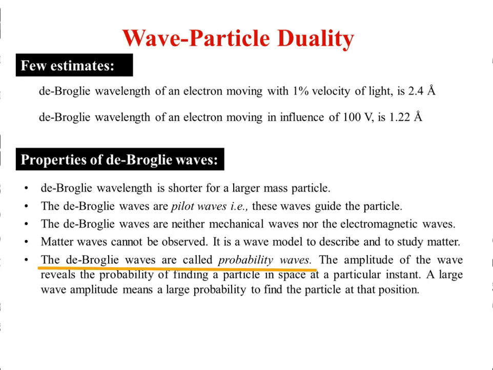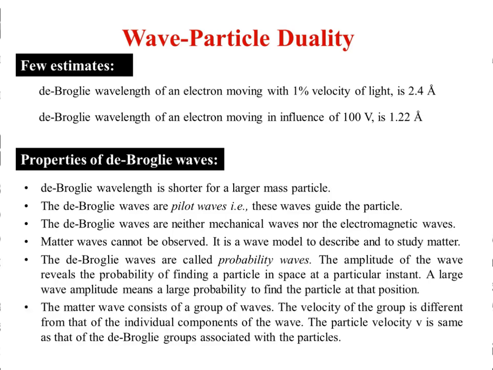Again, the de Broglie waves are probability waves. It means the amplitude of the wave reveals the information of probability of finding a particle in space. A large wave amplitude means a large probability of finding the particle. The matter waves consist of a group of waves. It means a particle is not represented by a single de Broglie wave. It is represented by a number of waves. Why? We will discuss in next slides.